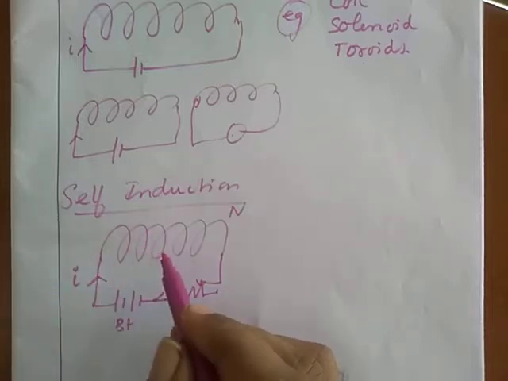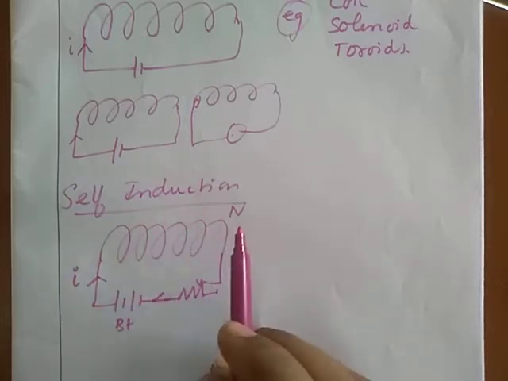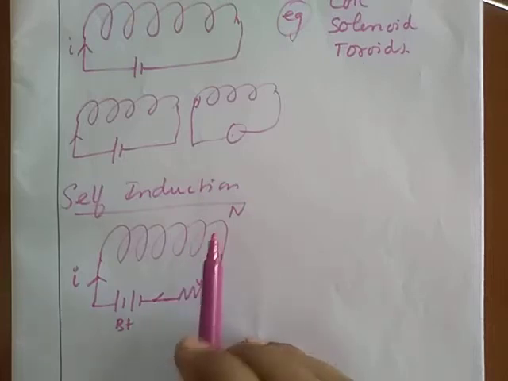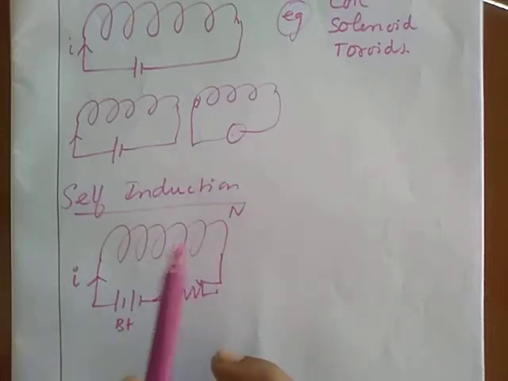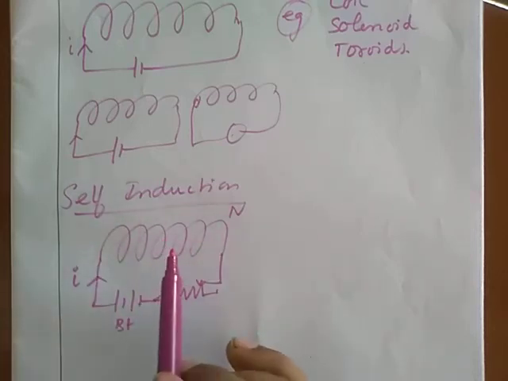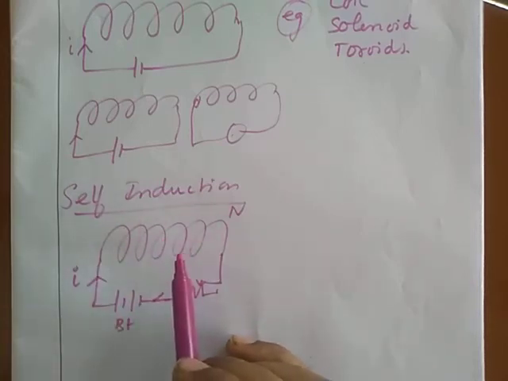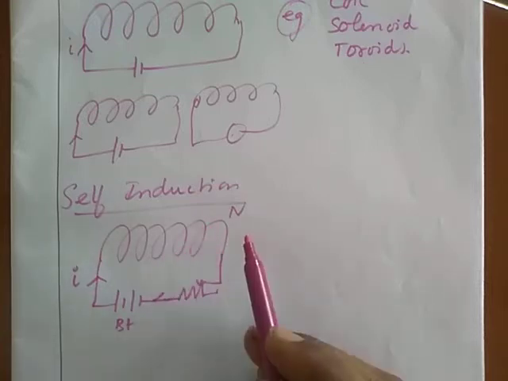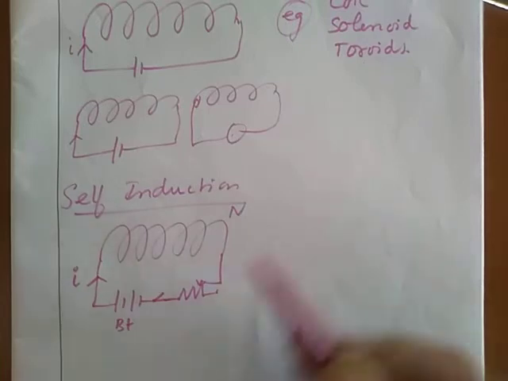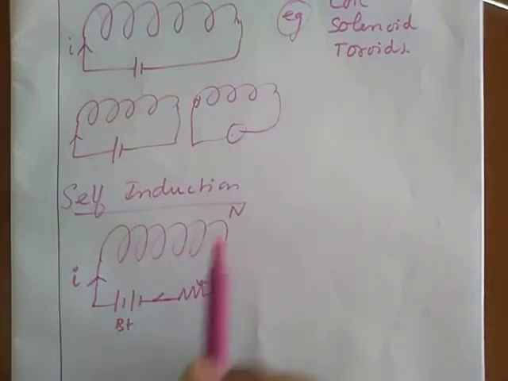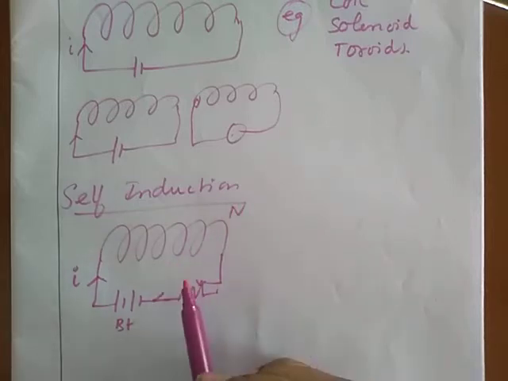Due to this current, it produces a magnetic field around it. Therefore, the magnetic flux of the magnetic field is linked with the coil itself. If the flux in the coil changes, it produces an EMF in the same coil. How does the flux change? If I change the current in the coil, then the flux changes. Due to the change in flux, it produces an EMF, that is, induced EMF.